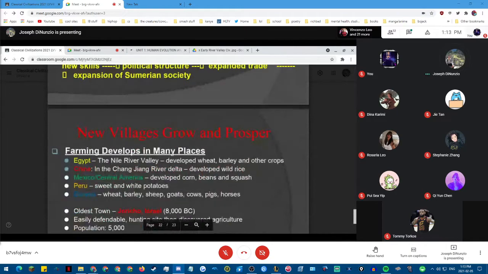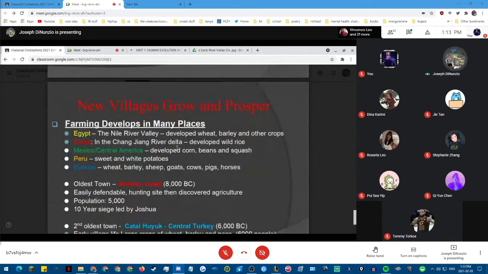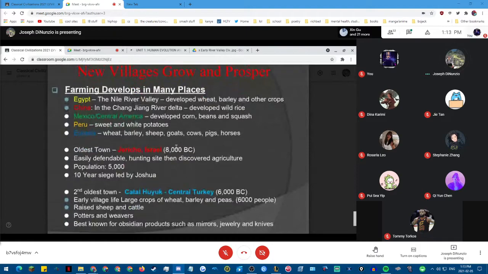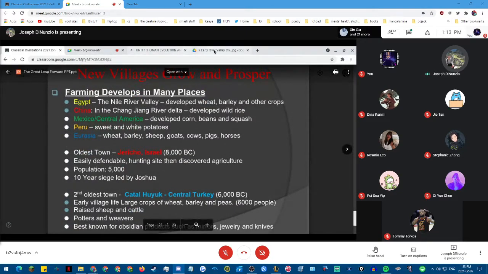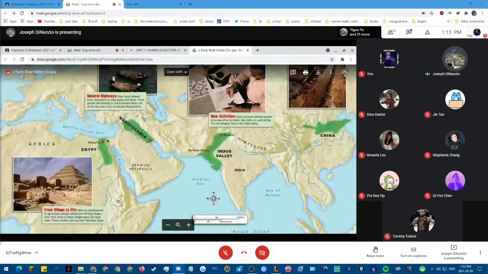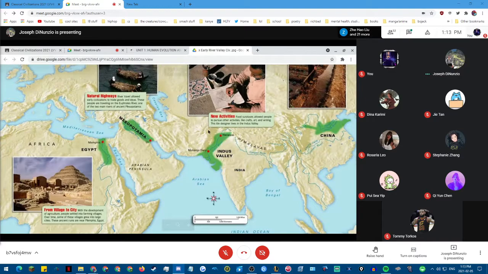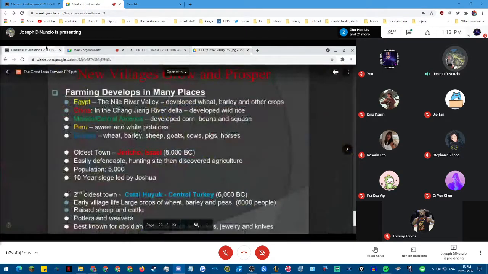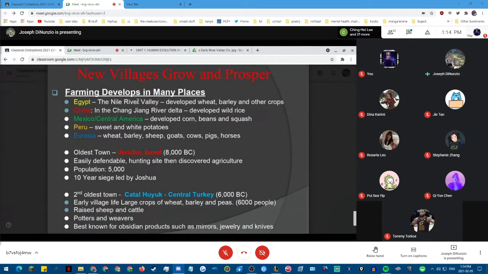Okay. So let's take a look at our first villages. I showed you this image. Of course, these are the first four river valley civilizations. But let's take a look at some others. Farming developments in many places. Regions around the world are known for certain resources, certain foods, certain animals. So let's go through some of these regions.